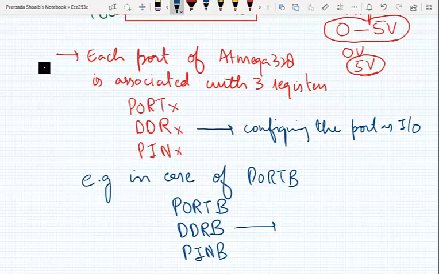After configuring the port as input or output, if we have configured it as an output port, how do we now send the data to the outside world? By writing that data to the port X register. This is used for output. And if we configure the port as input, how do we get the data from the input? That will be actually stored in this pin X register. So this is used for input. So these are the three registers.